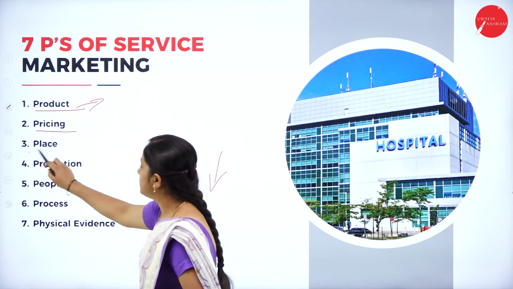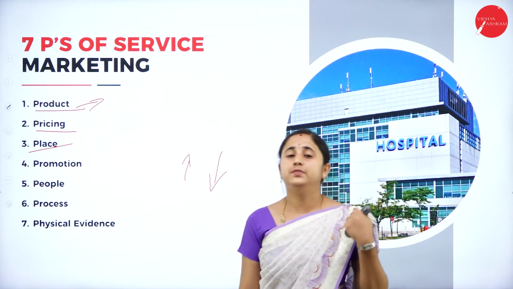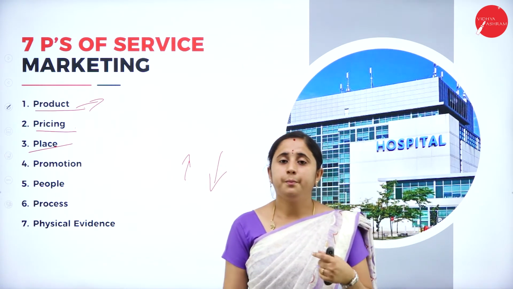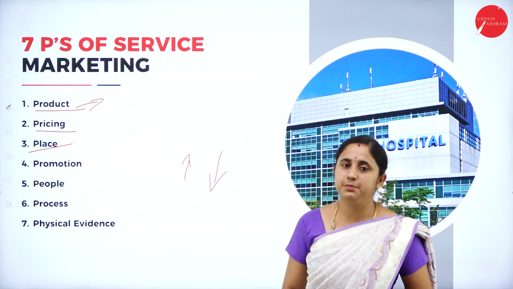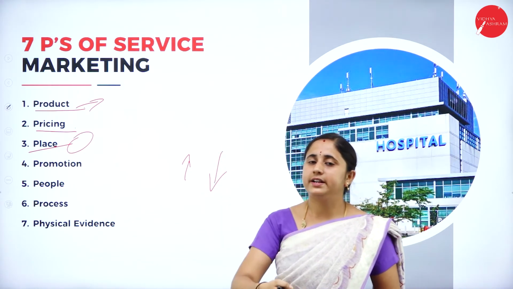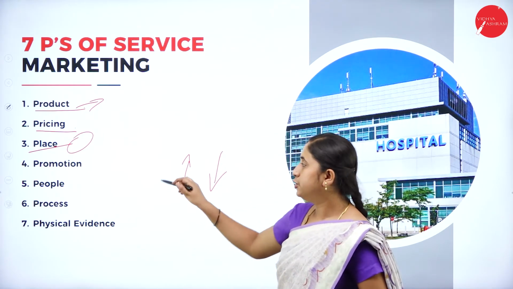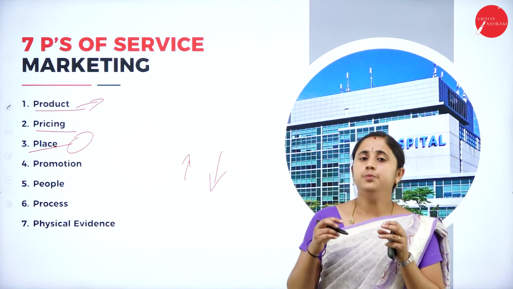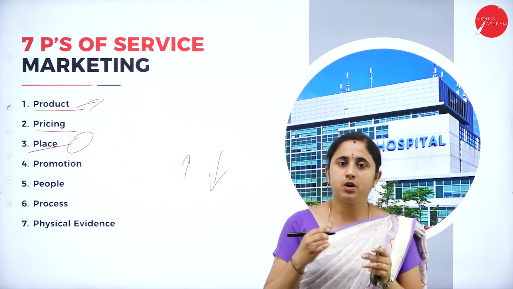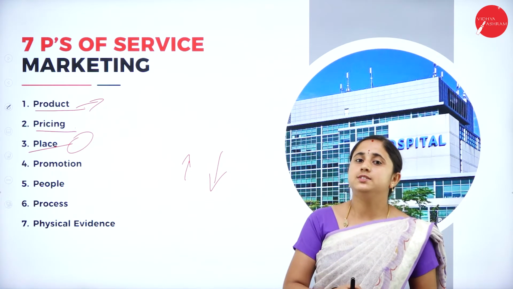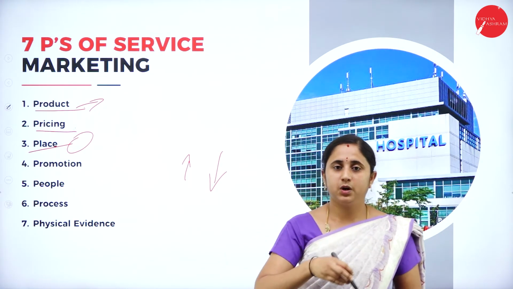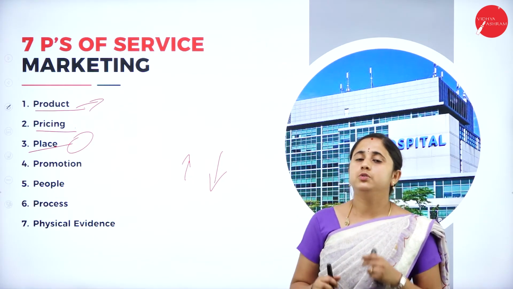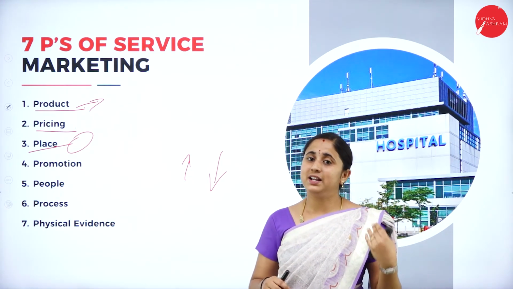Then place of the service provider. If the consumer is located in Mysuru but the service provider is located in Delhi, it means the service is not provided at the right time at the right place. So you need to open an outlet, or you need to distribute your product or services. You need to make sure that your service is provided where the demand is more. So you need to provide the service at the right time at the right place.